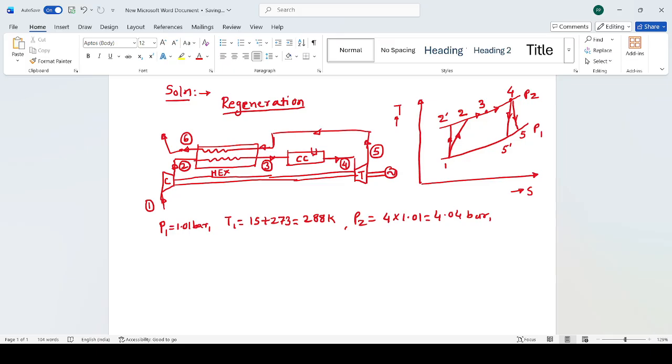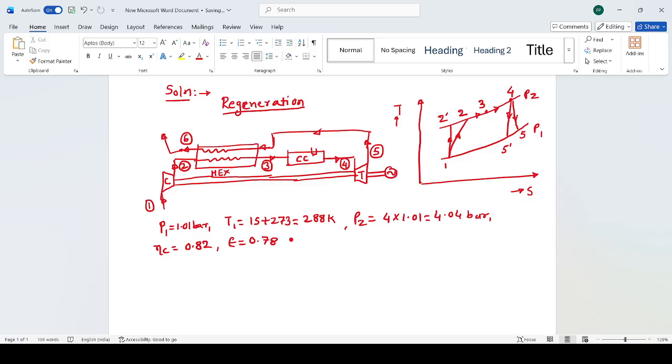Isentropic efficiency for the compression, eta C, is 0.82, that is 82%, that is mentioned. Then the effectiveness of the heat exchanger is mentioned as 78%, so I will write it down as 0.78.